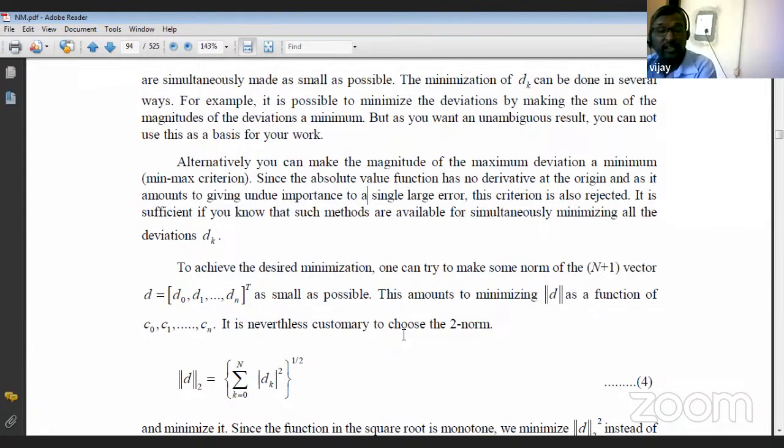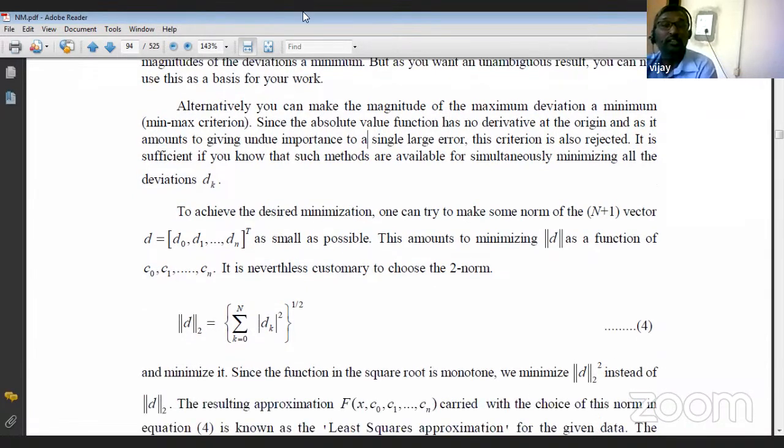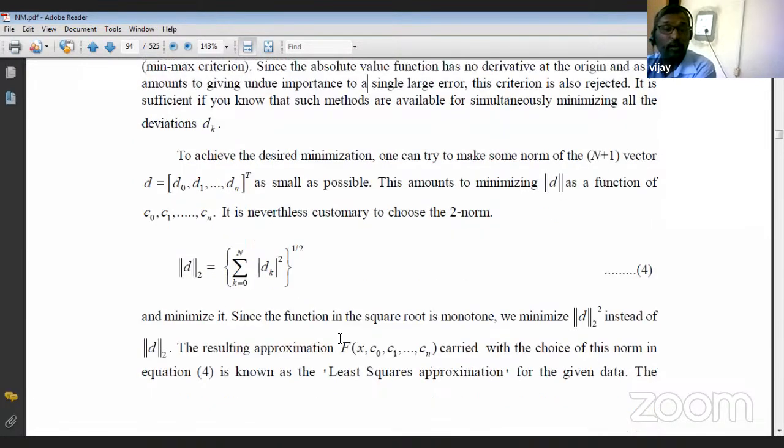It is nevertheless customary to choose the second. Here we are taking the modulus of d, the summation of k equal to 0 to n, d_k squared, whole power n by 2. So we minimize it since the function is a square. The square root clause we can drop. So we minimize d squared instead of d.